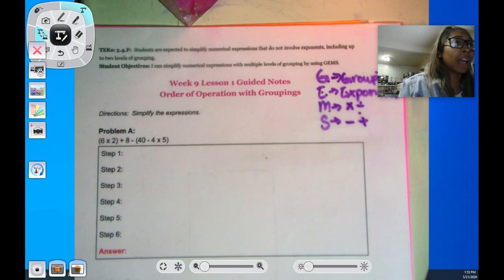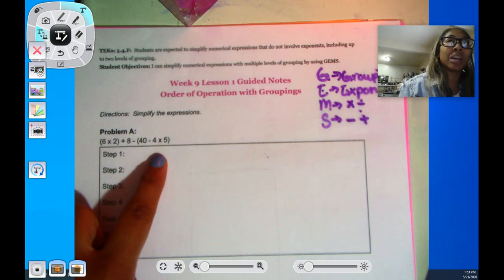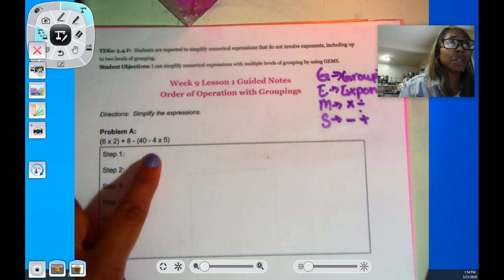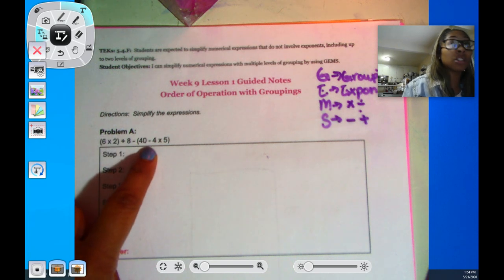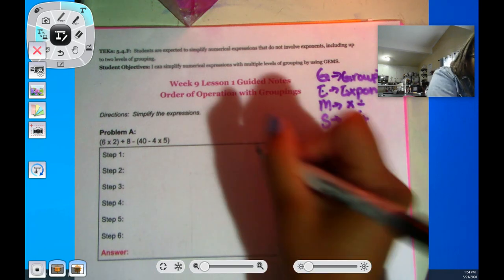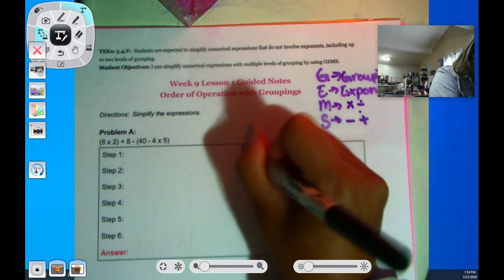So we have problem A, and you'll notice with this example, we have more than one grouping. Remember, today we're talking about multiple groupings. So for this problem, we have 2 sets of parentheses. We've got a group that's 6 times 2, and then another group with 40 minus 4 times 5. We need to take care of those groupings first before we can start doing anything else when we're evaluating this expression.